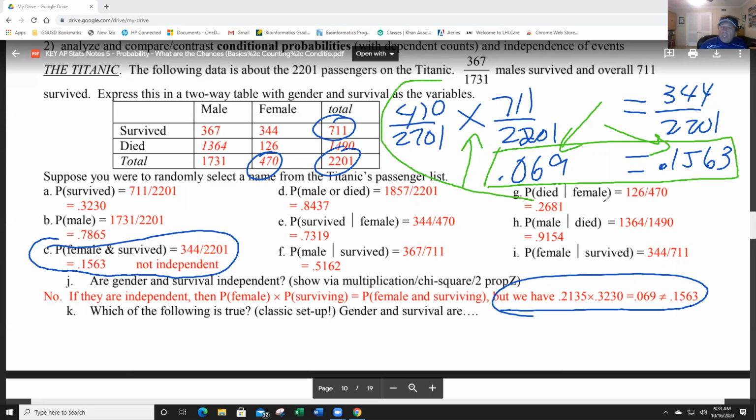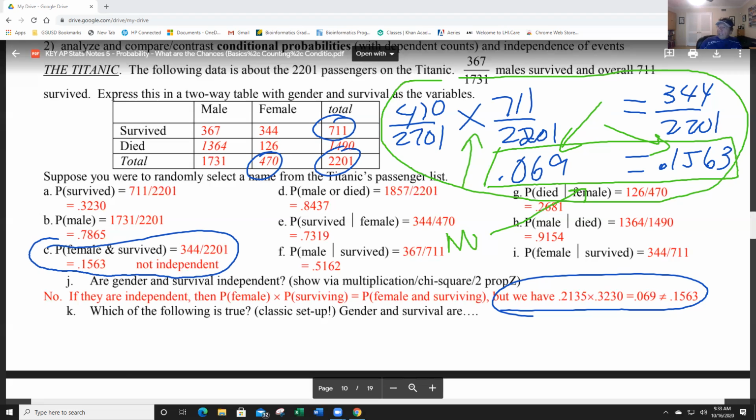Okay? That explanation right here. If you showed this work for this question and you put the word no, they weren't independent, and showed these numbers, you would get full credit. You would be demonstrating that you understand the math does not add up. They don't equal each other. The probability of being female and surviving was much higher than it would have been if you multiplied it out if they were independent events.